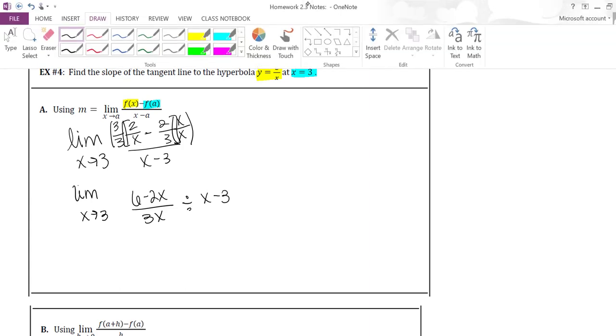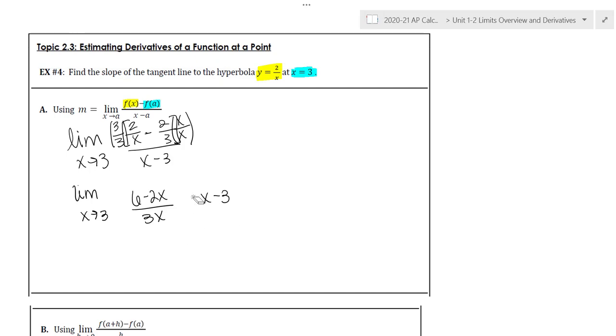Remember that I can always rewrite this. When we're dividing, I'm going to flip and multiply by a fraction, so instead of dividing by x minus 3, I'm going to multiply by 1 over x minus 3. Now at this point, we kind of talked about this a little bit in your homework review when we looked at things.